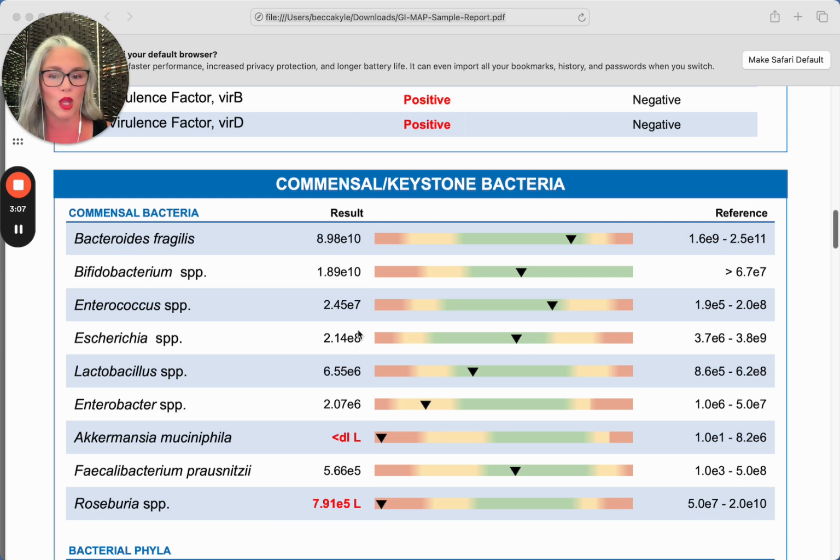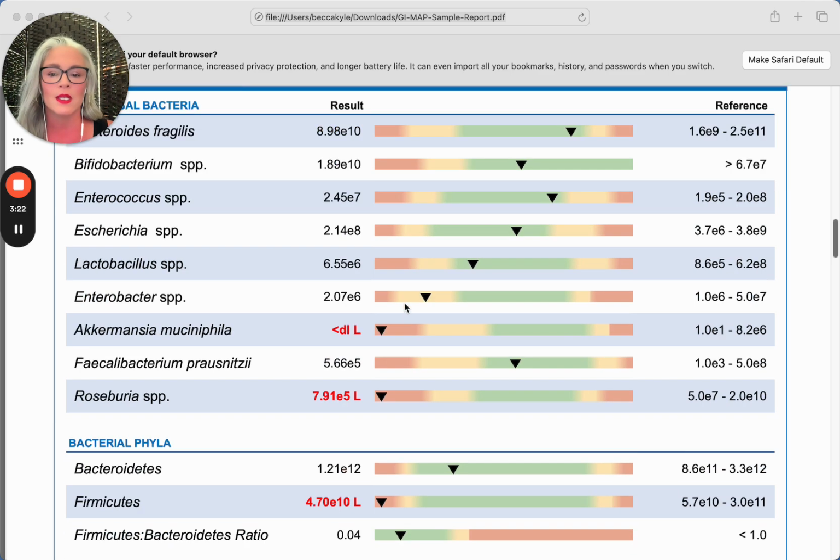So if they were really, really low, that might tell us that we would want to look at using a probiotic as well as prebiotic foods. Yes, there are prebiotic supplements out there. Absolutely unnecessary. There's so many prebiotic foods that are perfect.